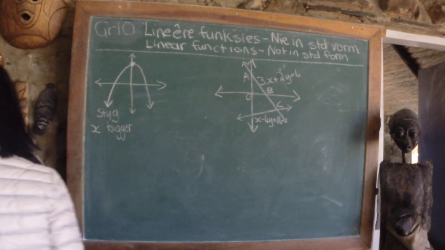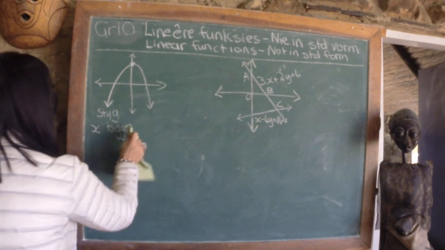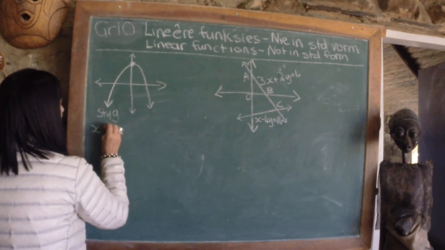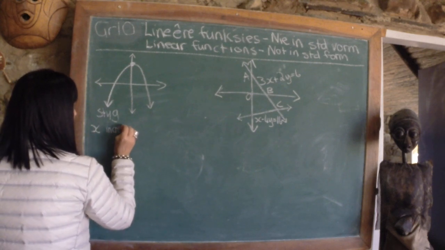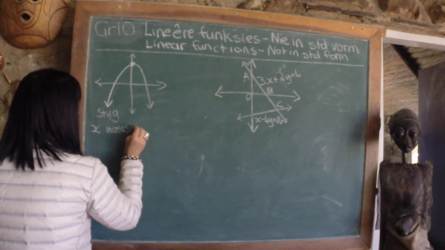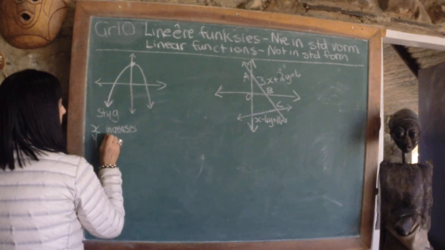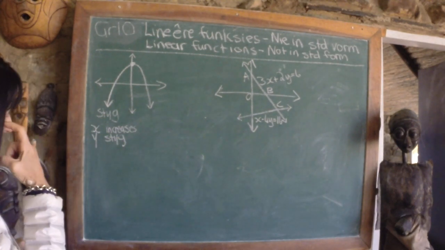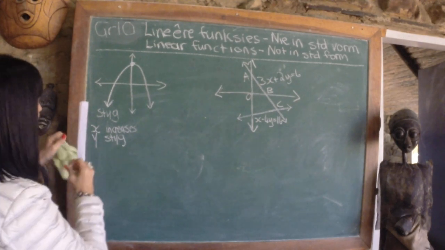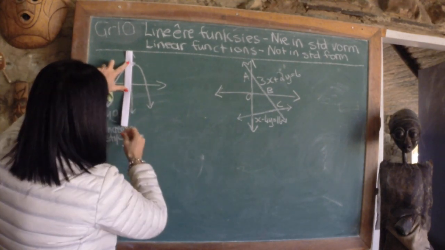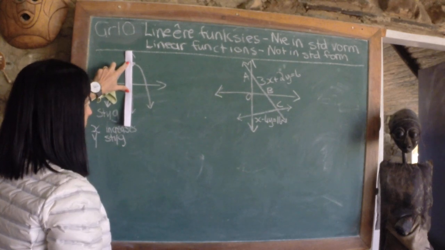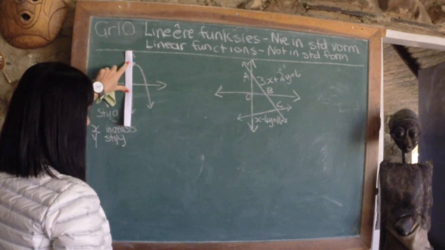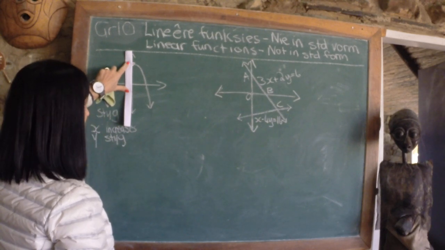So let's write it like this. The x values increases and the y values increases. Die x en die y-waardes styg. Let's go now to the turning point over there. At the turning point, the x and the y values stays the same for a second or two.